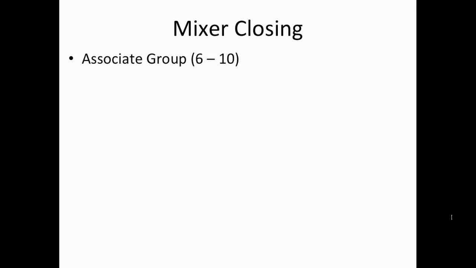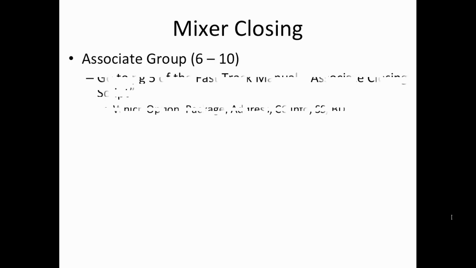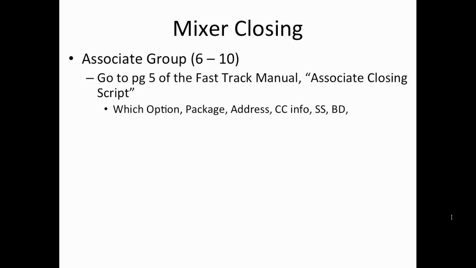Okay, so next group is the associate group. They have circled 6 through 10. You want to go to page 5 of the Fast Track Manual, Associate Closing Script. You want to find out which option is best for them, the package, the address, and the credit card information, Social Security, business development system, birthday, and this is all on the application to get started.